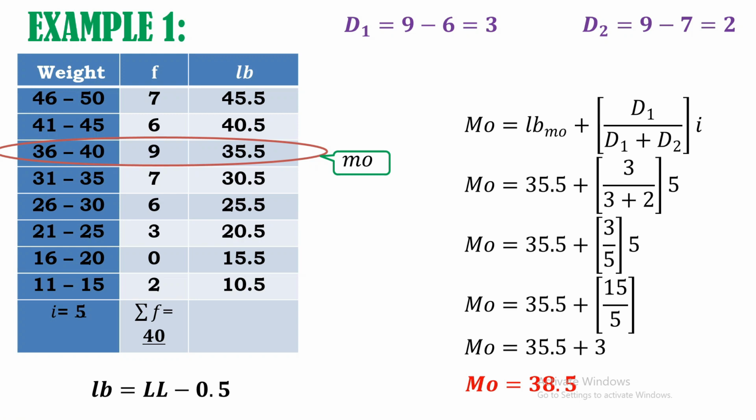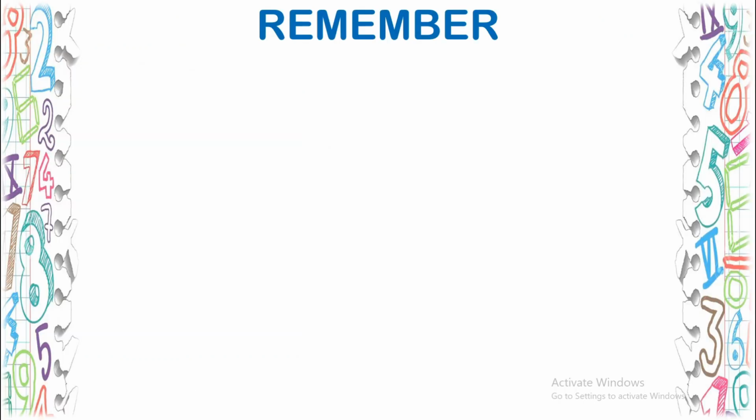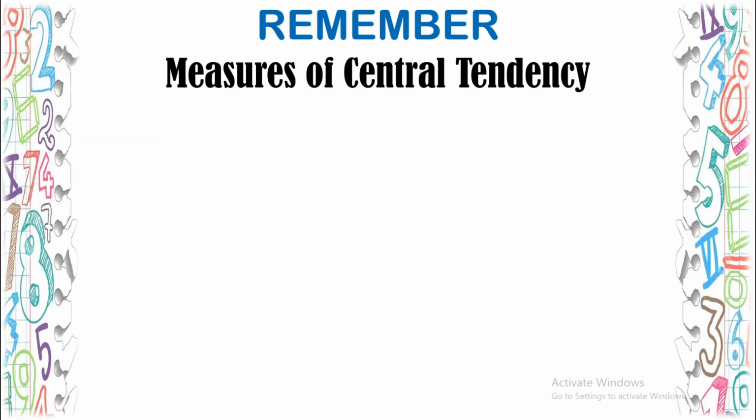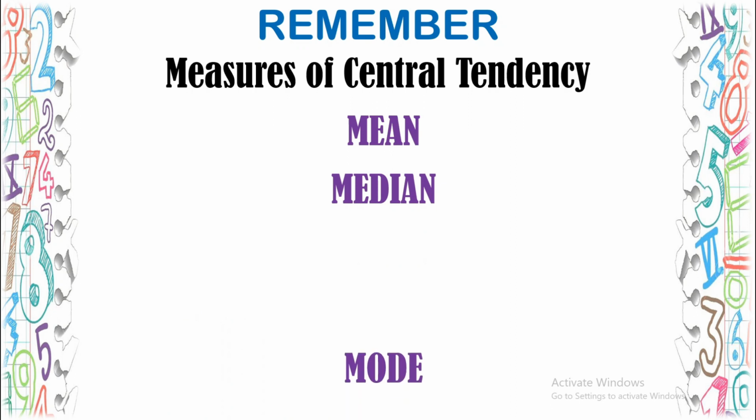But before we end this video, always remember that there are 3 measures of central tendency. First, we have the mean, which is used to describe a set of data where the measures cluster or concentrate at a point. Second is the median, which is simply the middle value when the data are arranged in either increasing or decreasing order. And of course, we have the mode, which is referred to as the most frequently occurring value in a given set of data.